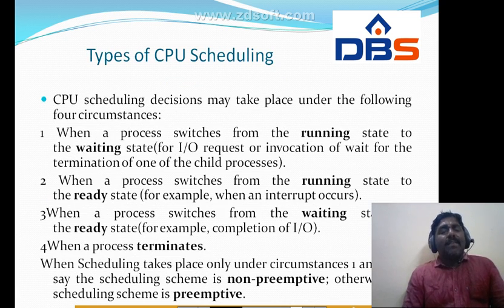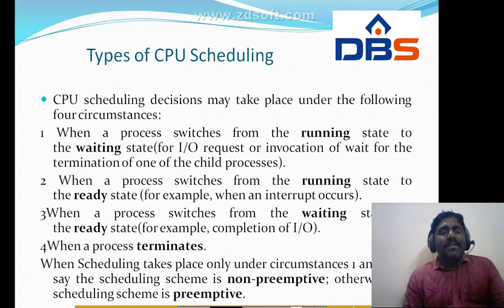Coming to the types of CPU scheduling, types here refer to the states of processes, where there are majorly switchings that happen. That means from the running state to the waiting state, running state to the ready state, and at the same time waiting state to the ready state, as we know all these states.